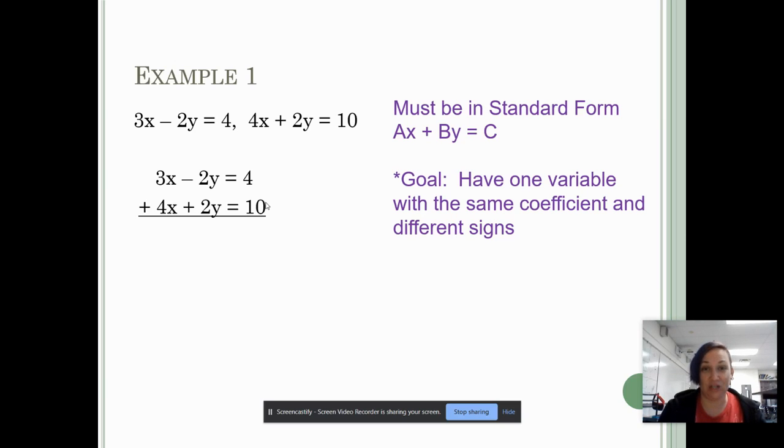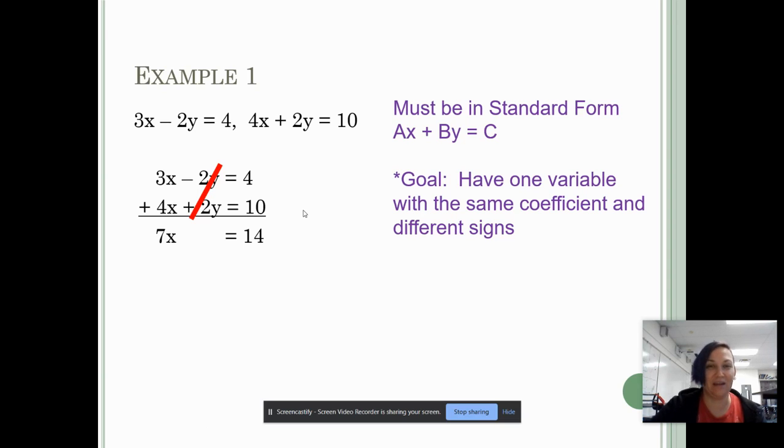Now for elimination, we're always going to do adding. So you're going to add straight down, and it's just combining like terms since the like terms are all stacked up. So I'm going to add my 3x and my 4x, which will make a 7x. My negative 2y and my positive 2y will eliminate. That's where we get the word elimination from. So I will not have a letter y anymore. I am going to bring down my equal sign exactly where it was, and then 4 plus 10 is 14.